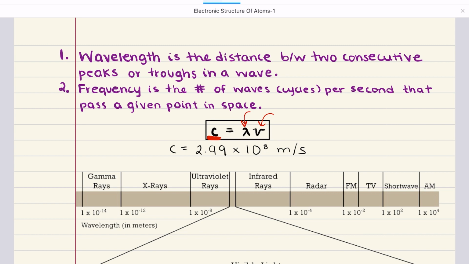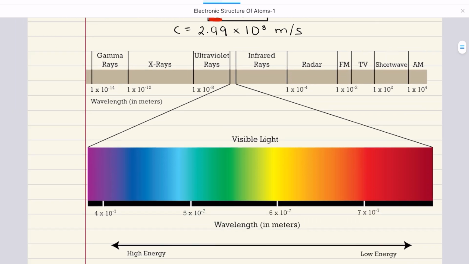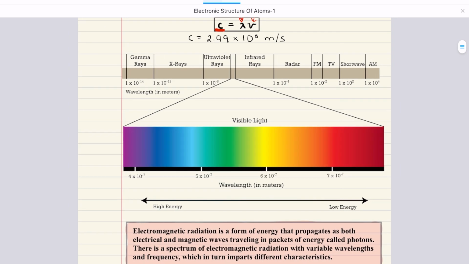Now that we understand the relationship between wavelength and frequency, let's dive into electromagnetic radiation itself. Electromagnetic radiation includes a broad range of waves, from radio waves to gamma rays. These different types of waves form what we call the electromagnetic spectrum. And the spectrum is classified based on wavelength or frequency, with each category of radiation possessing unique properties and applications.